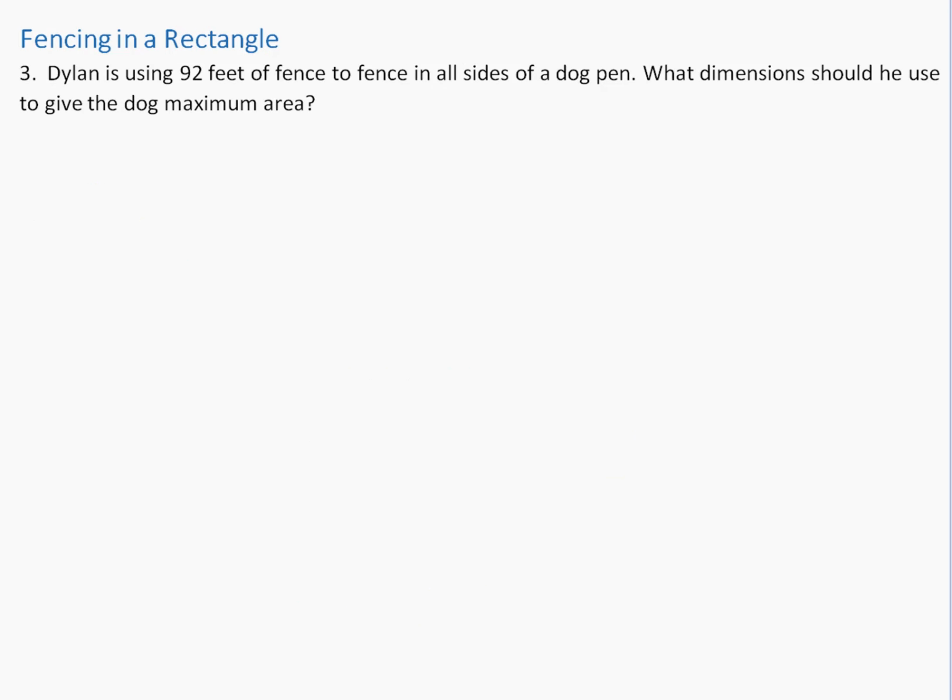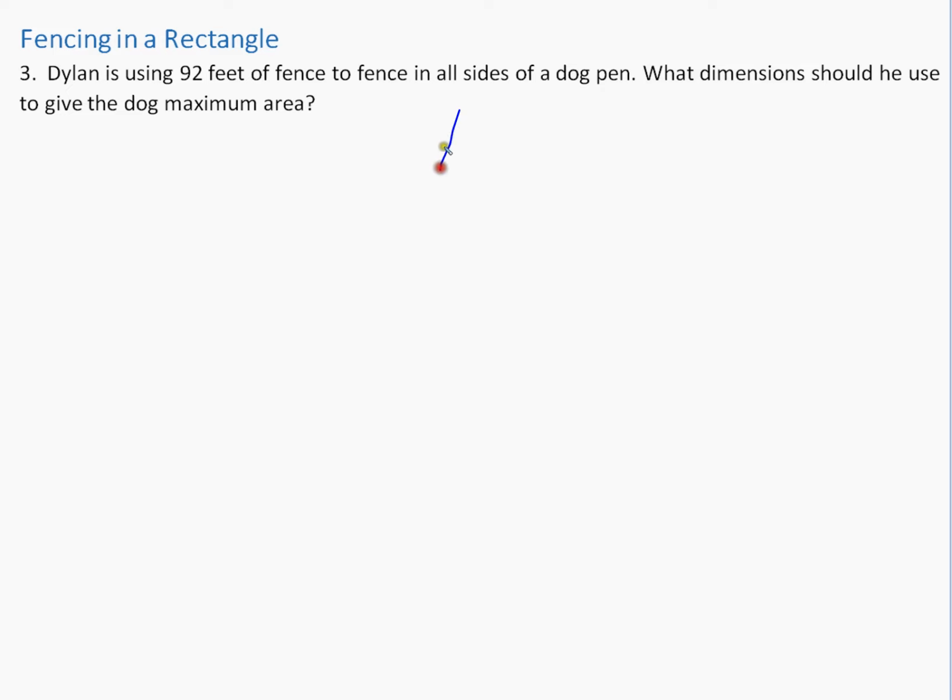The next one here, and actually the example after this is similar with a little bit of a change, says Dylan is using 92 feet of fence to fence in all sides of a dog pen. What dimension should he use to give the dog maximum area? Let's just take a look at this problem first of all.